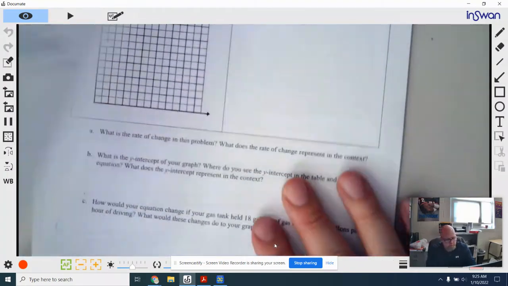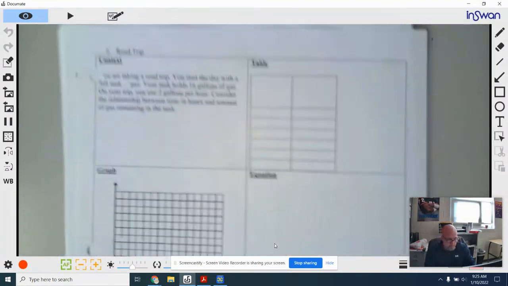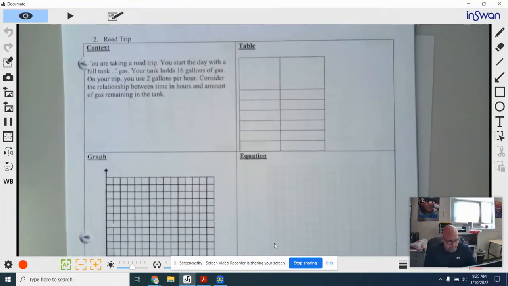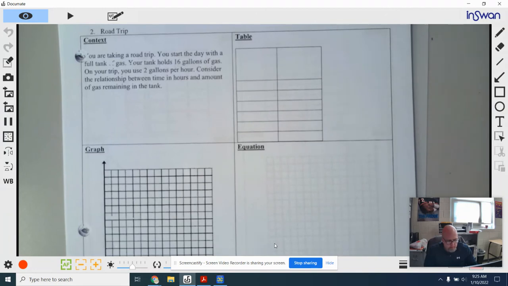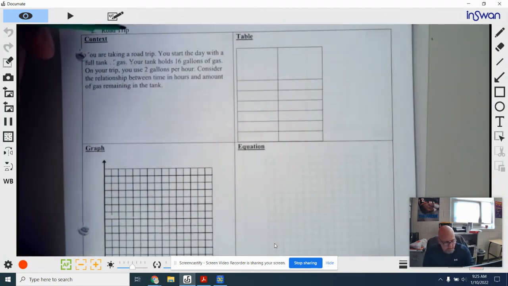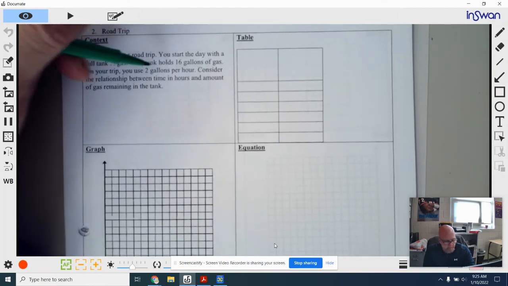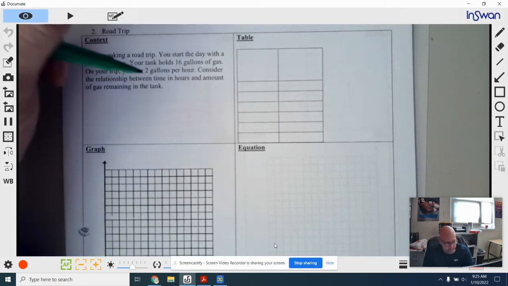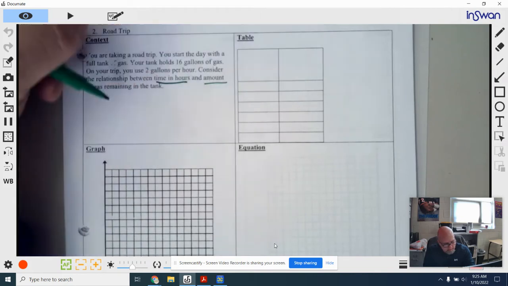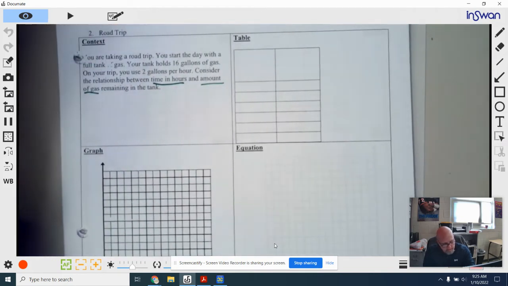Okay, go ahead and turn the page. So we're going to page 64. Okay, on page 64, it talks about you're taking a road trip. That's the title of our story. You start the day with a full tank of gas. Your tank holds 16 gallons of gas. On your trip, you use 2 gallons per hour. Consider the relationship between time, so time in hours, and amount of gas remaining in the tank.